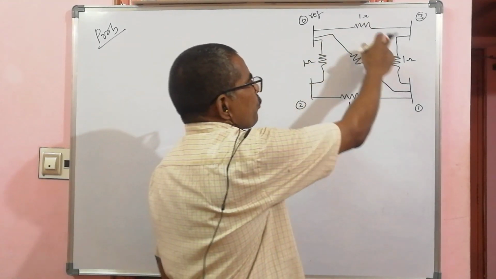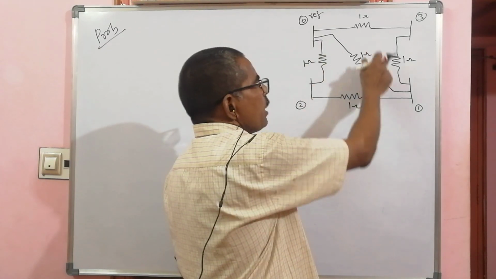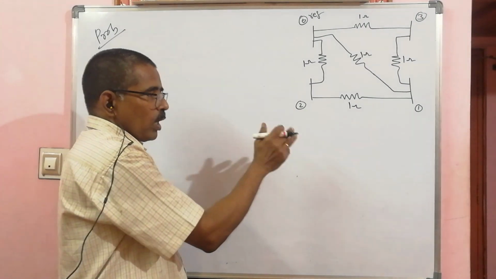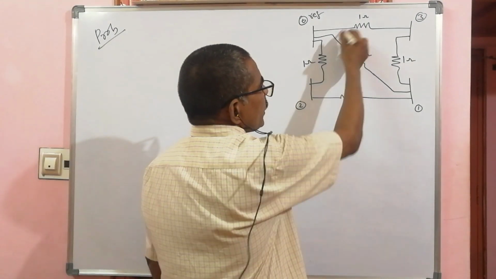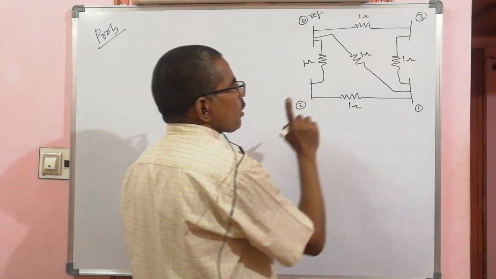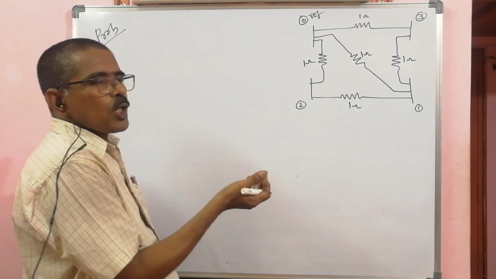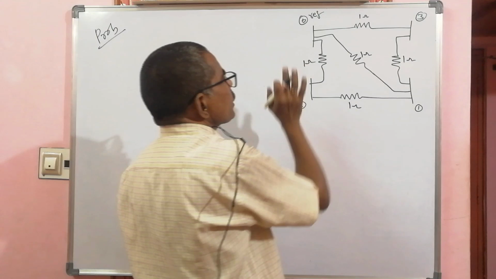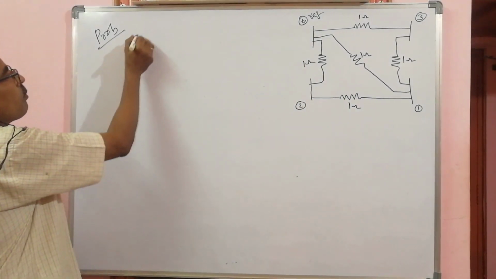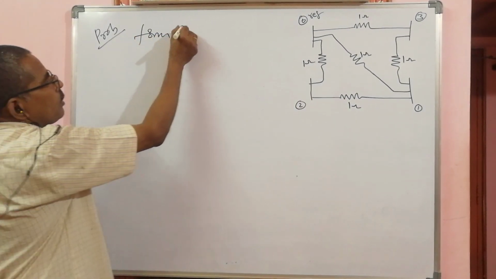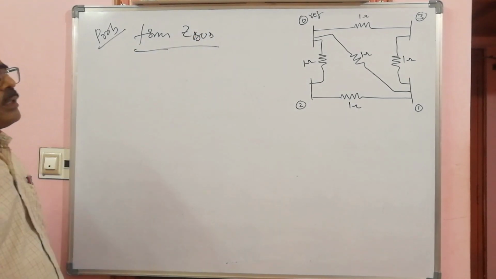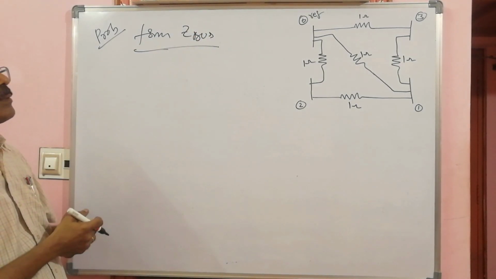So there are 5 elements. Each element, that means ZB here, is 1 plus j0. Okay, 1 only. Each impedance is 1 ohm. Imaginary terms are not there. Okay, and 1, 2, 3 are the buses, 0 is the reference. Form Z bus. Okay, so how to do that?